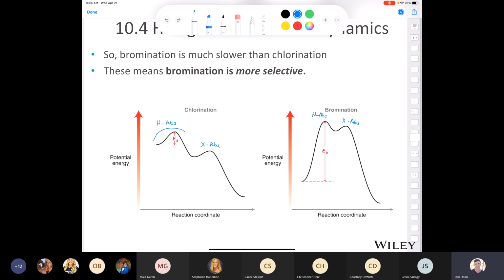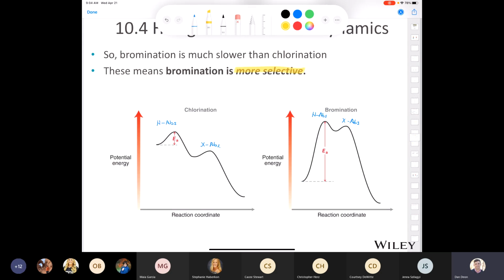If we just focus on the first step for chlorination, we said that it was exothermic, but the first step for bromination is endothermic. And again, my first inclination was that, well, if the activation energy for bromination is so high, that means it's going to be slower, so it's useless. Not true, because even though it's slower, because it's slower, it's more selective.